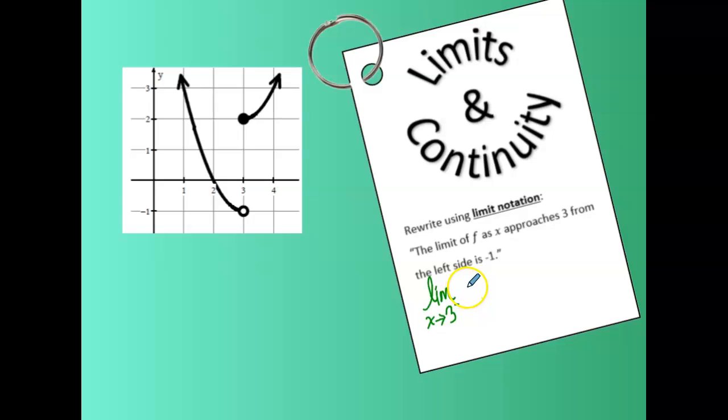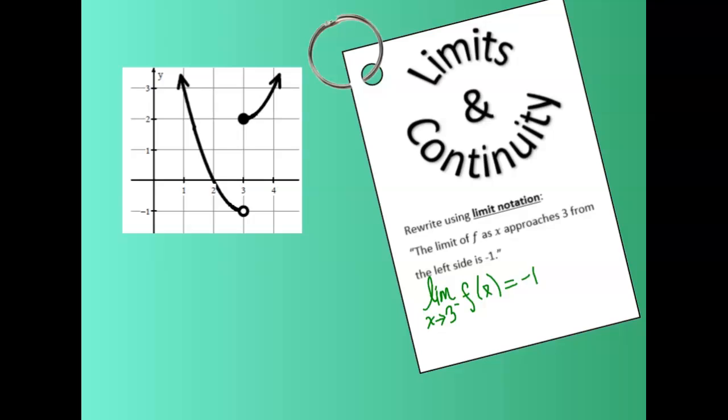Okay, then the function comes next. So we want to identify this limit as x approaches 3 from the left on the graph of the function of f of x. And when we looked at the graph, we saw that that limit, that lower value that it's approaching, is -1. So that would be our notation for the statement, the limit of f as x approaches 3 from the left side is -1.